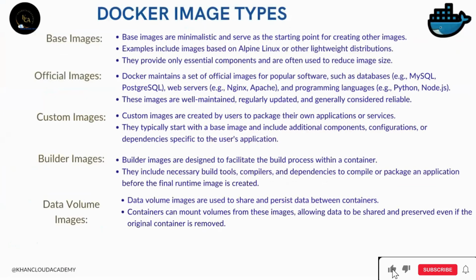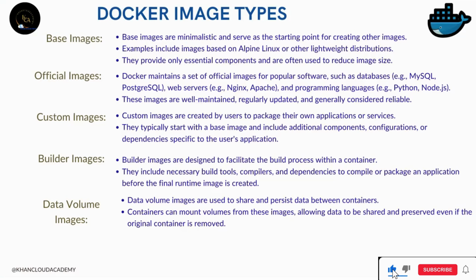Now we have to talk about Docker image types. That's very important. We have to first understand the theory part. So what is a base image? Base images are minimalistic and serve as the starting point for creating other images. Examples include images based on Alpine Linux or other lightweight distributions. They provide only essential components and are often used to reduce image size.